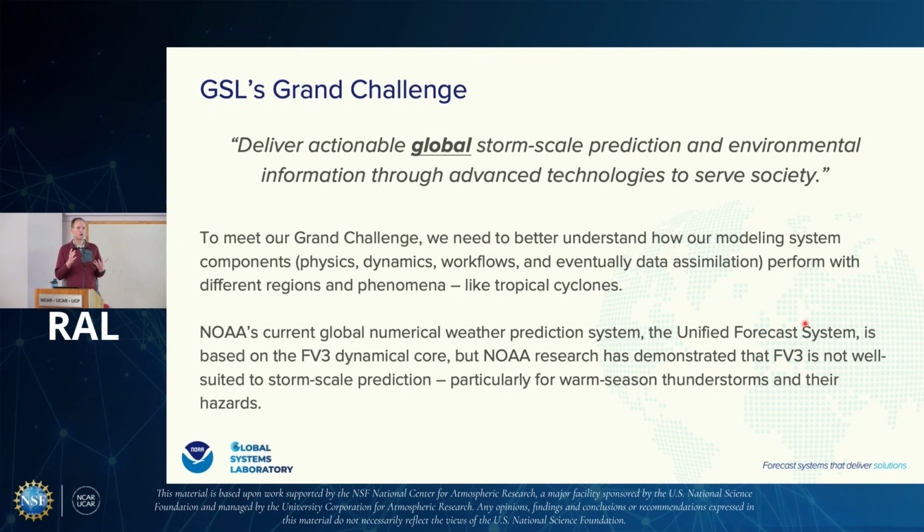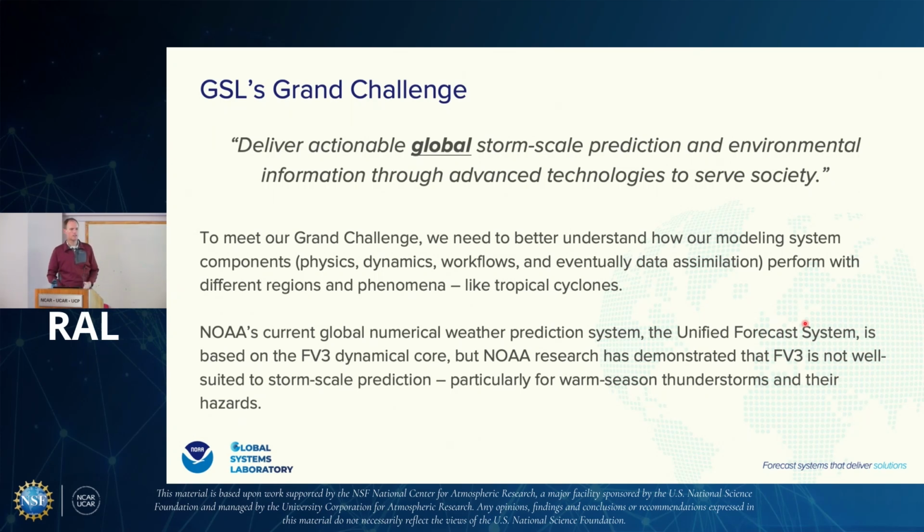NOAA, of course, has its own unified forecast system powered by the finite volume on the cubed sphere FV3 dynamical core. But NOAA research, in collaboration with others in the university, and I think some here at NCAR as well, has demonstrated that FV3, that dynamical core, is not well suited for predicting some of the more high-impact meteorological phenomena that we're interested in, namely thunderstorms. They're too coarse. They produce too much rain, too intensive updrafts, too much warming aloft. And those issues seem to be fundamental with how that model is set up.